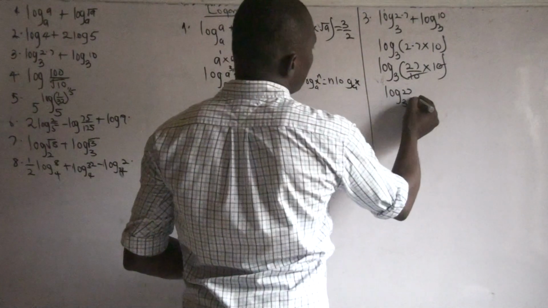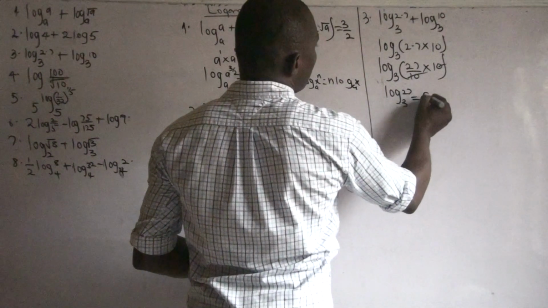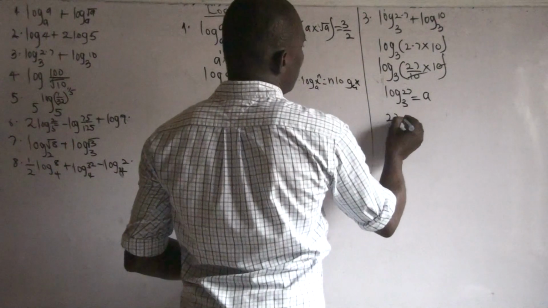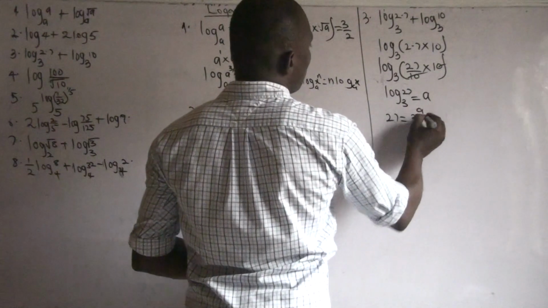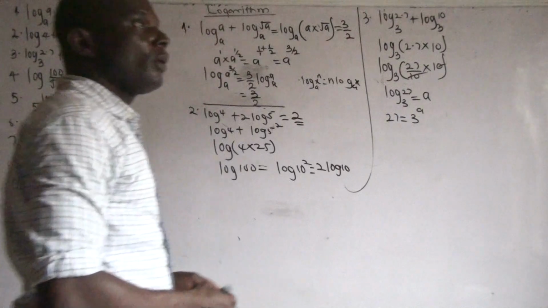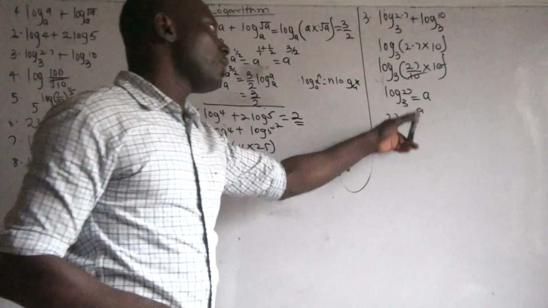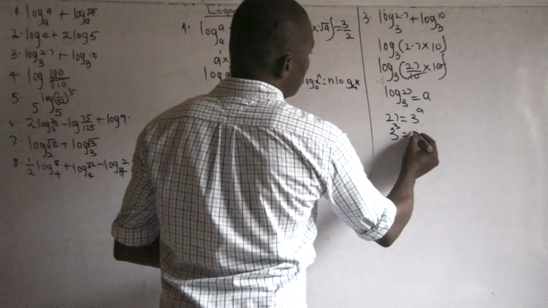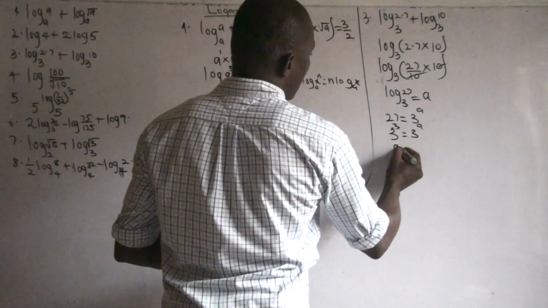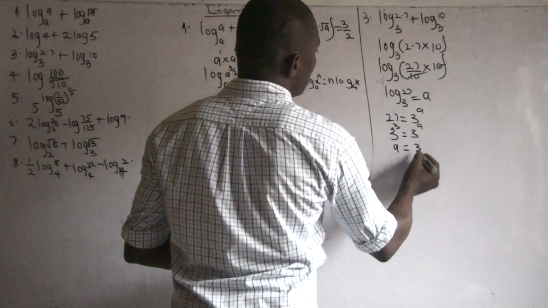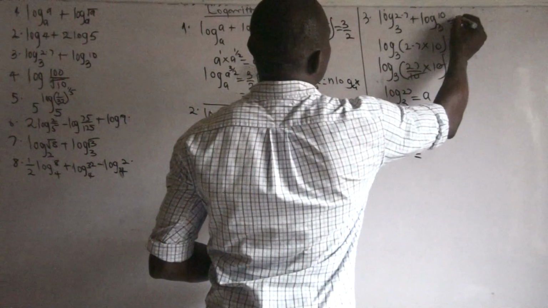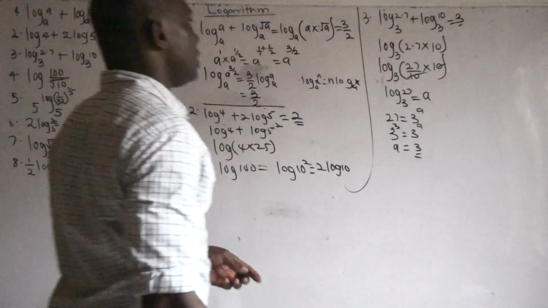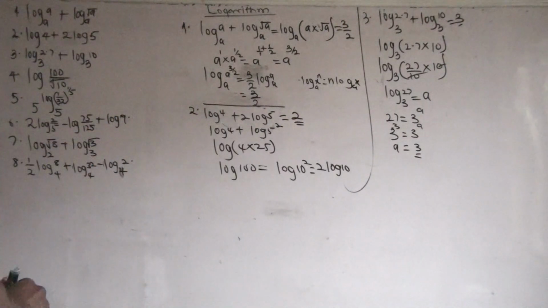So here we can say this log, let it be a, that 27 here is equal to 3 raised to power a. So how many times are we going to multiply 3 with 3 to give us 27? It is 3. So here is 3 raised to power 3 is equal to 3 raised to power a. Now a here is equal to 3. So this logarithm is equal to what? Equals 3, from definition.